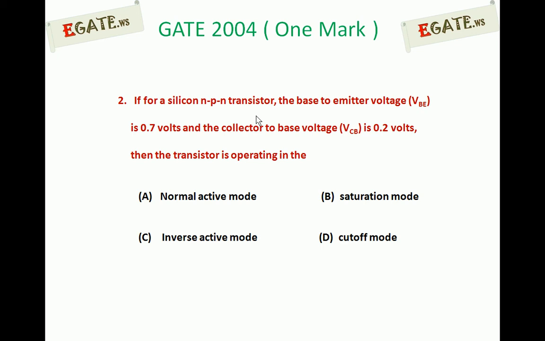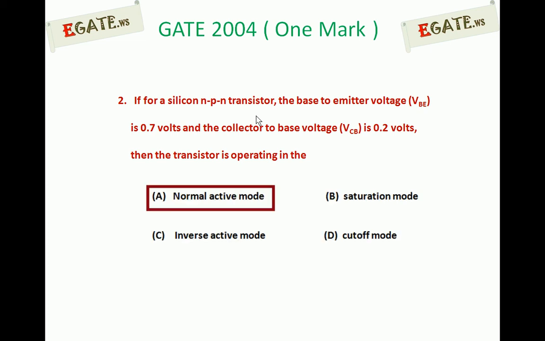Given a silicon NPN transistor, with VBE given as 0.7 volts and VCB given as 0.2 volts, we need to find which region the transistor is in: whether it is normal active, that is nothing but active region, or saturation region, or inverse active region, or cutoff mode. The correct answer for this one is A, normal active mode.